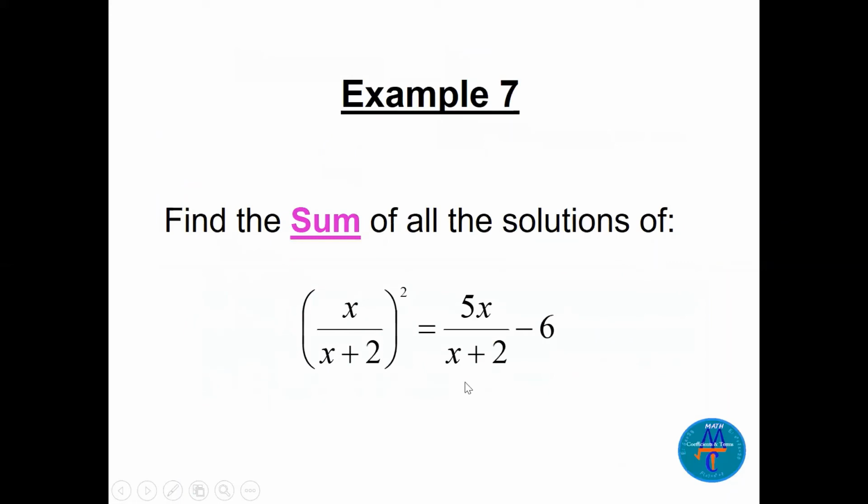Let's take another nice one. Find the sum, please. You can pause the video for a minute here and try it. Find the sum of all the solutions of this: (x over x plus 2) all squared is equal to 5x divided by (x plus 2) minus 6.